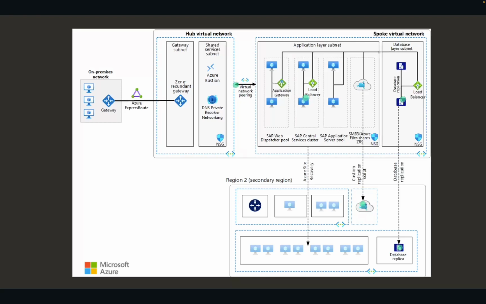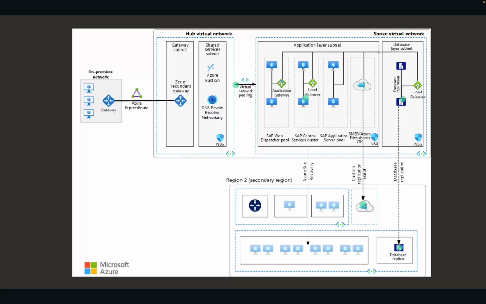Now, there is an application gateway as well in front of the SAP Web Dispatcher pool. This application gateway is a web traffic load balancer, right? The one in front of the central services is a layer 4 load balancer, layer 4 of the OSI model, and the application gateway is a layer 7 load balancer. Since this is an active passive deployment, the secondary region is also created and the resources and data are replicated using Azure Site Recovery.